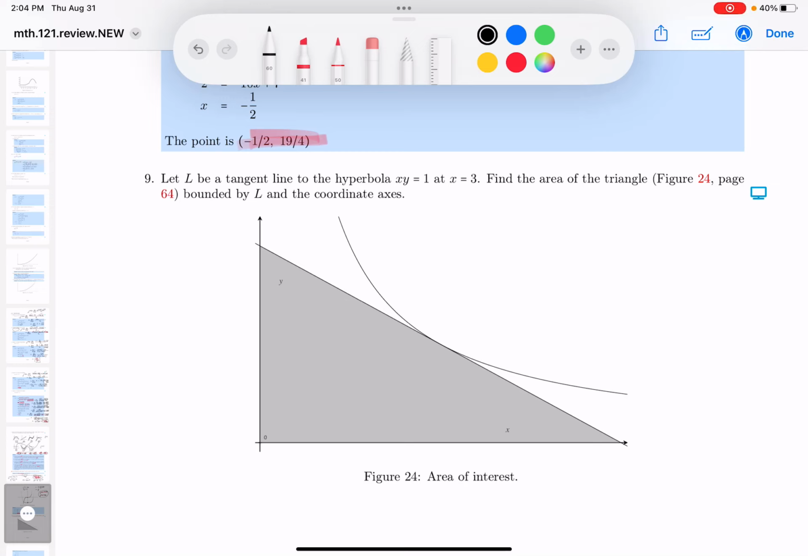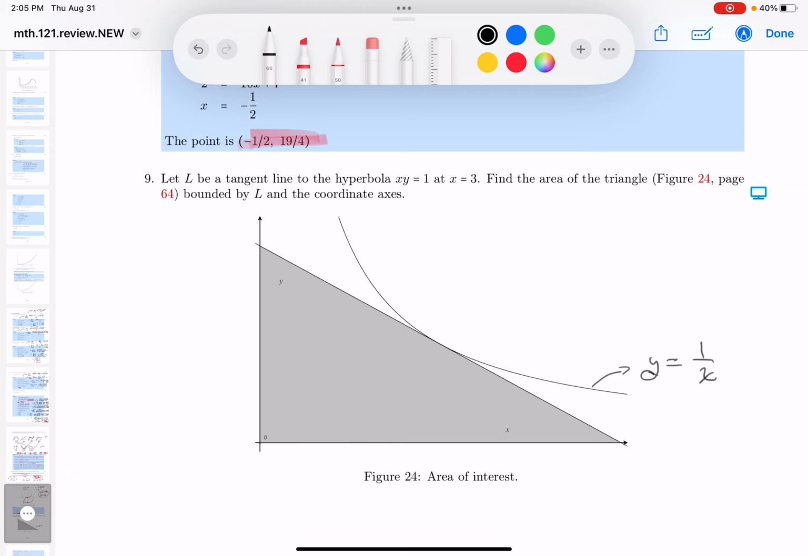Okay, so let L be the tangent line to the hyperbola. And I'm going to point out, this is the hyperbola. You studied hyperbolas in Math 120, all right? So let's write this down. The hyperbola is actually y equals 1 over x. That's the way I like to write it, all right?